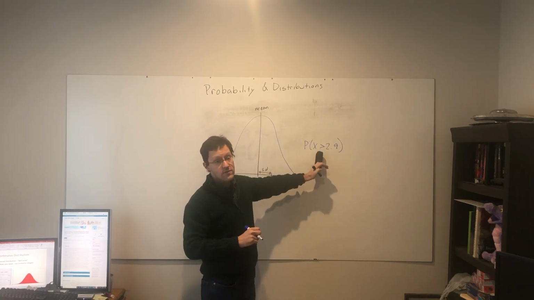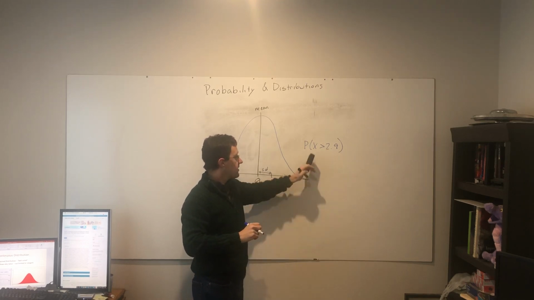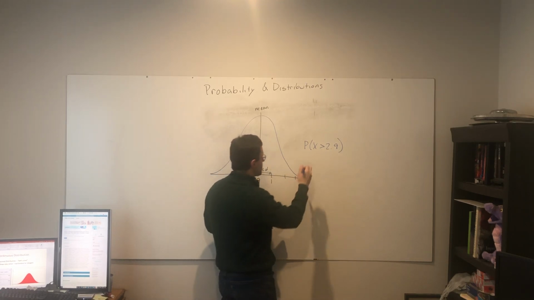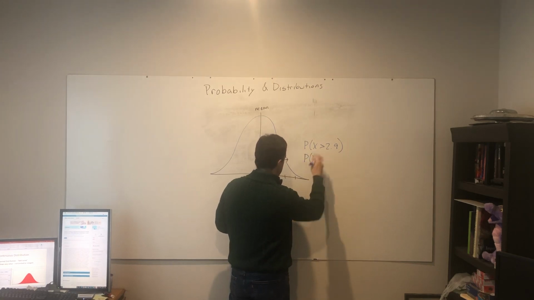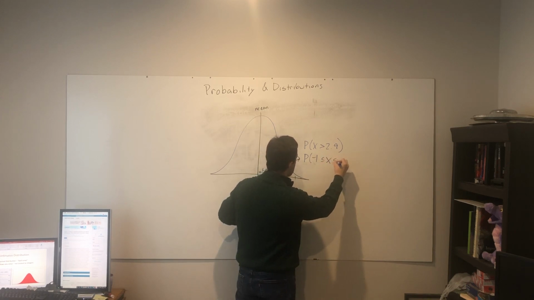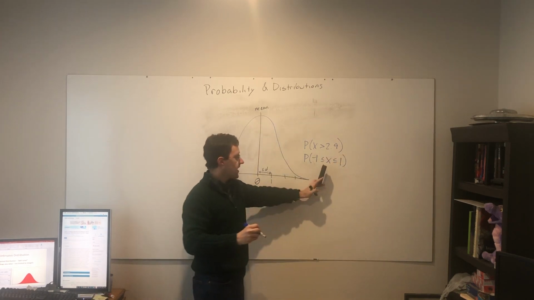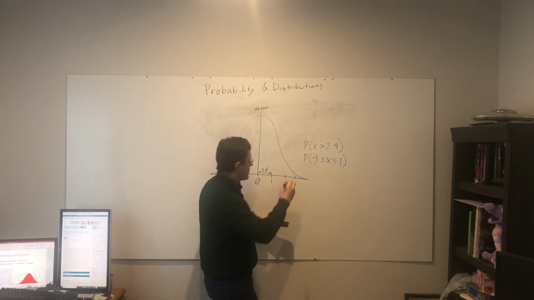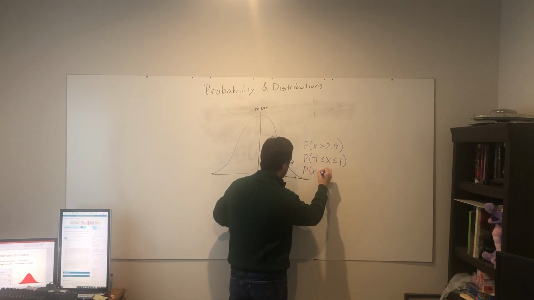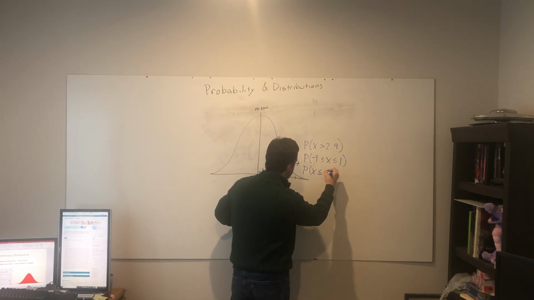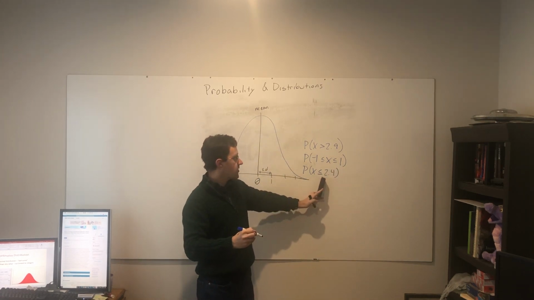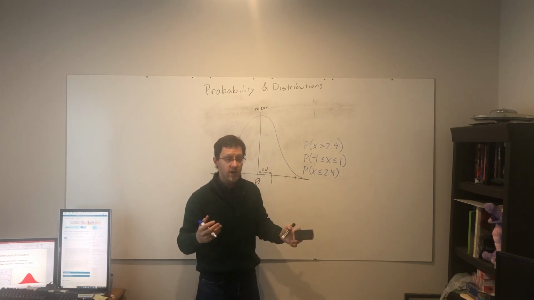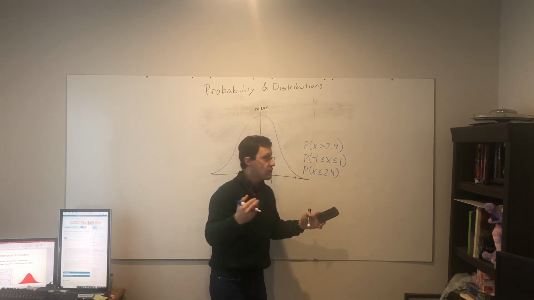Instead, we're looking at ranges. I could look at the probability of x being greater than 2.9. The probability x is between -1 and 1. Probability x is less than or equal to 2.4. Any of those are valid statements.